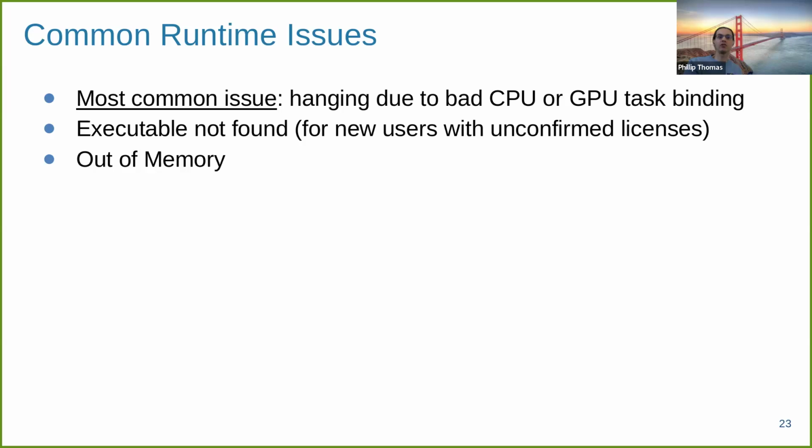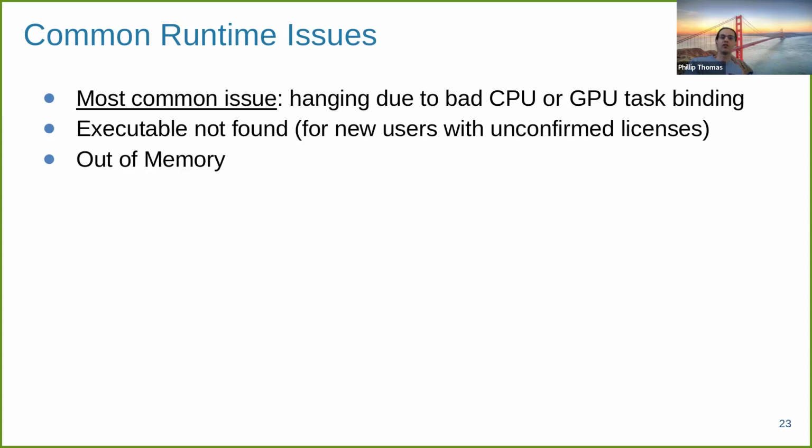A second issue that typically only affects new users is if you try to launch your script and it says VASP standard not found, then this is usually a sign that your license hasn't been confirmed and you haven't been added to the file group to access VASP. So the way to solve this is to just fill out the VASP license confirmation form and then wait until you're added.